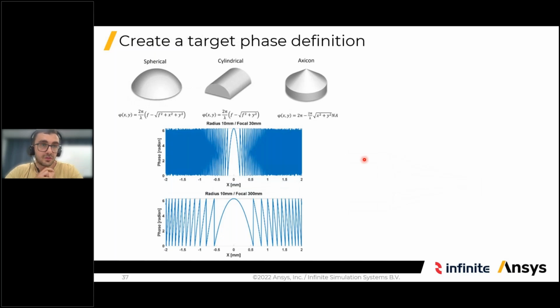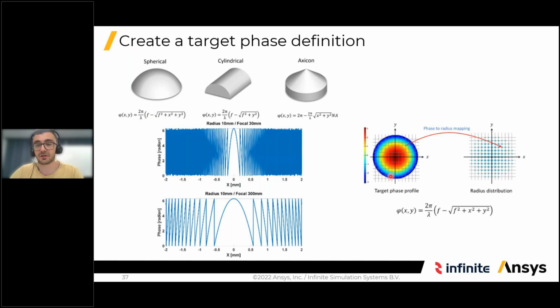First of all, we are going to define a target phase. Our meta lens is going to mimic a spherical lens like this, which means it should have a phase profile that follows the following formula. Here lambda is the wavelength and f is the focal length. So this is the formula that we work with. Now that we know what our phase profile looks like, we need to determine the radiuses of the rods as a function of position.